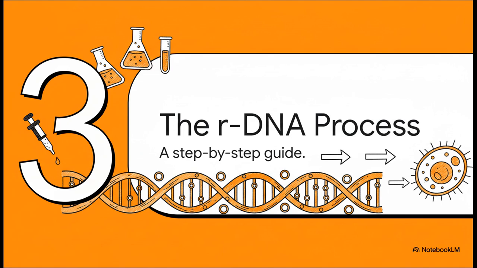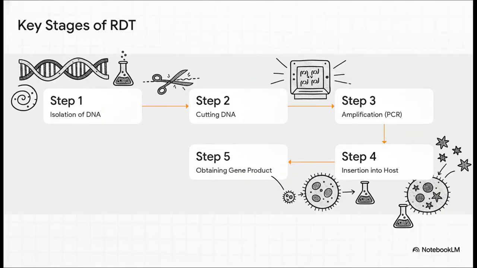All right, we've explored the toolkit. Now it's time to put on our engineer hats and actually build something. We're going to walk through the entire process of creating recombinant DNA from start to finish. The whole process, known as recombinant DNA technology, or RDT, can be boiled down to these 5 main stages.